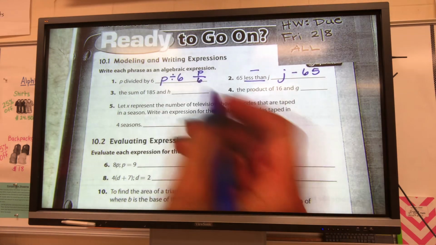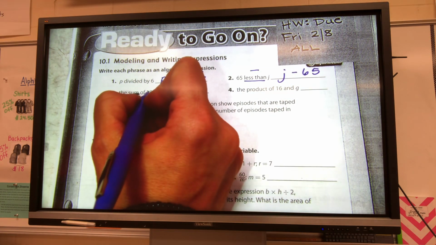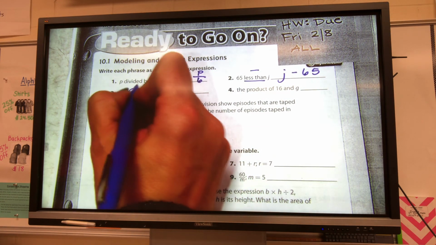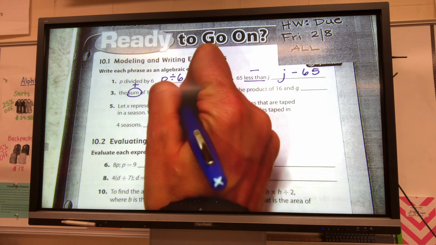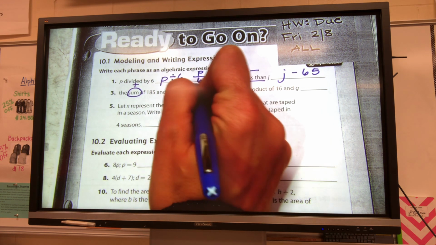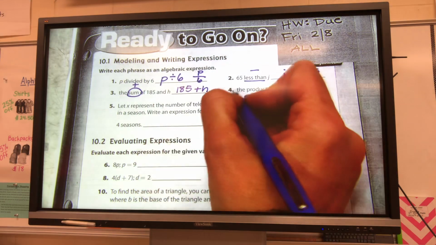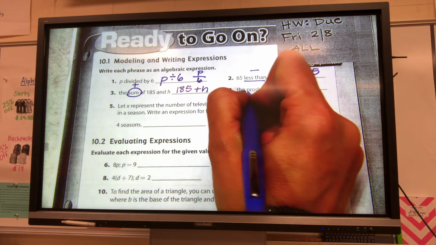For number 3, the sum of 185 and H. Remember, sum means to add. So 185 plus H. For number 4, it says product.